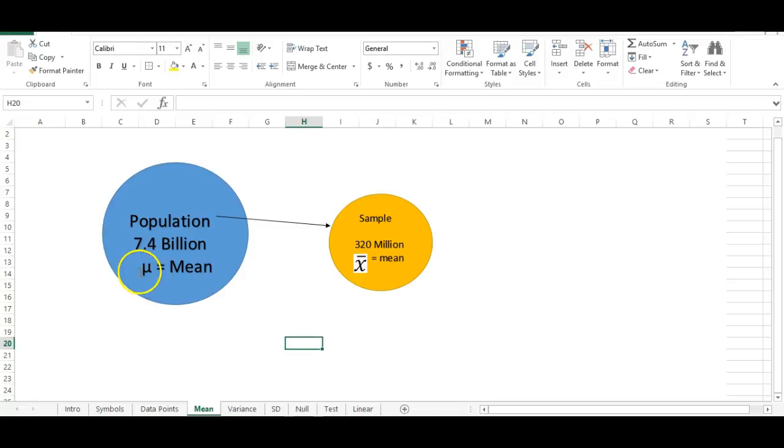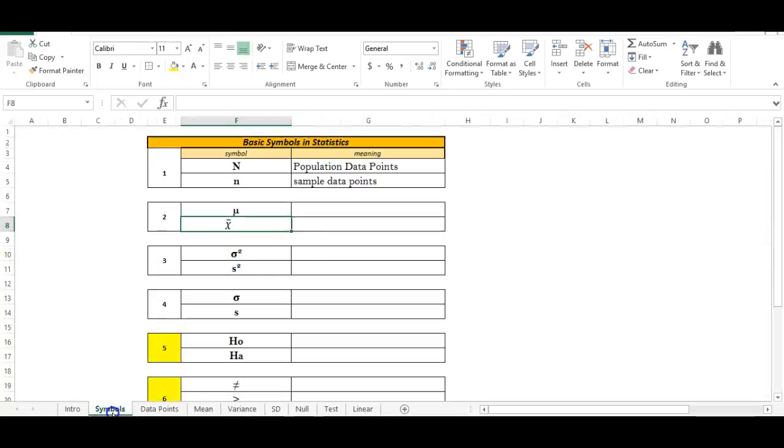For population, we have the mu. That will equate to the mean. And in the sample, we have the X bar, which will be the mean. So in terms of symbols, again, mu, population mean. X bar, sample mean. Moving on to the next pair, we have a sigma squared, and we also have a lowercase s squared. So a difference and a similarity.